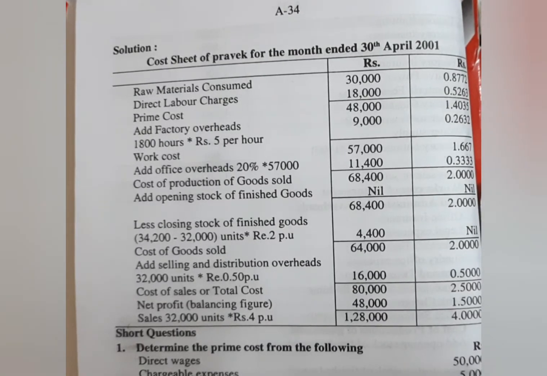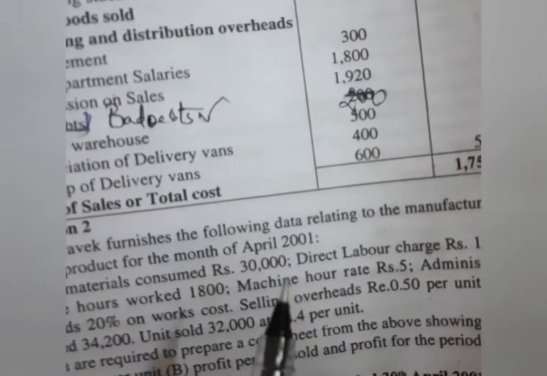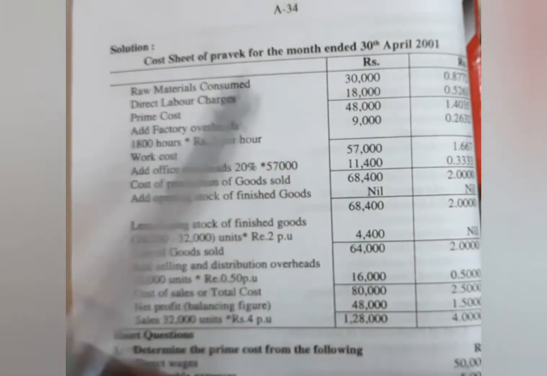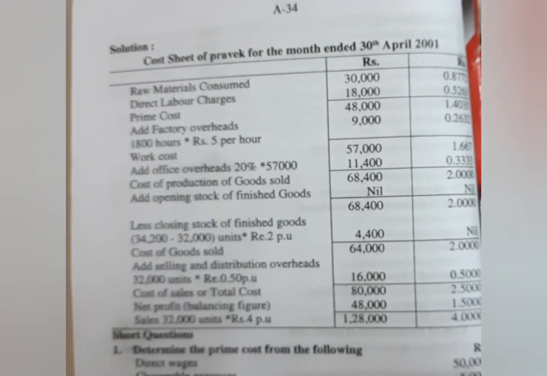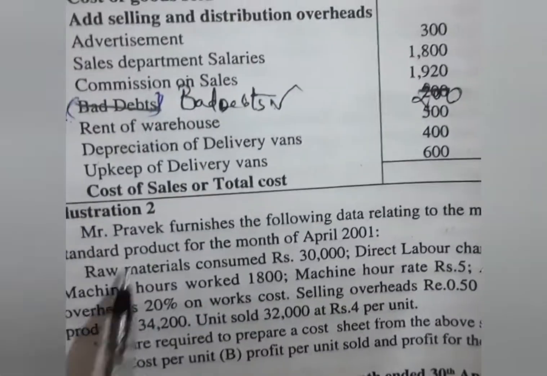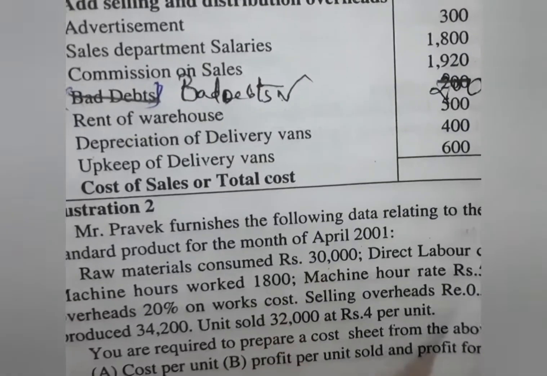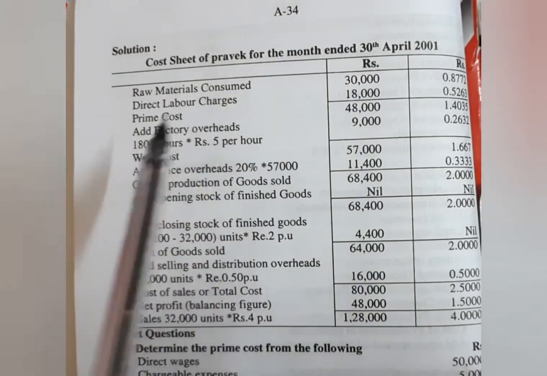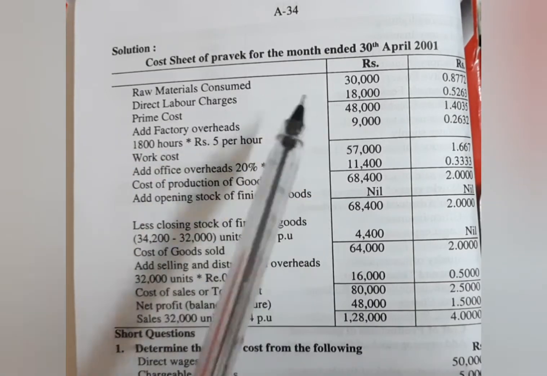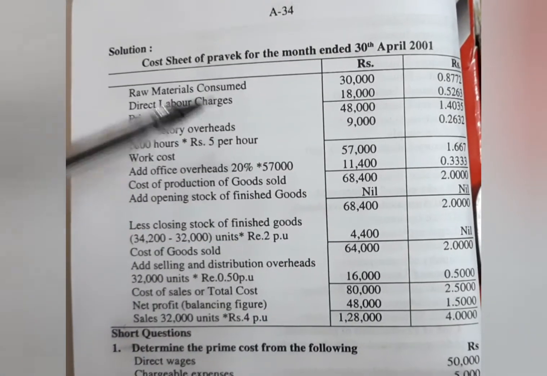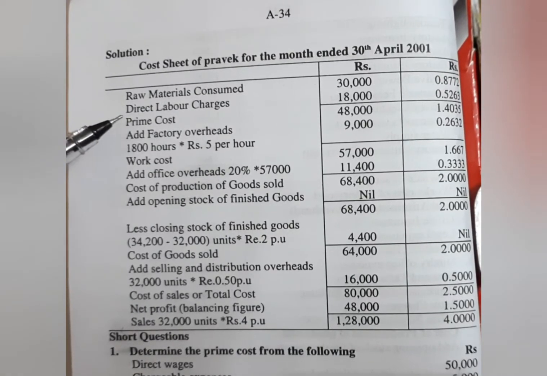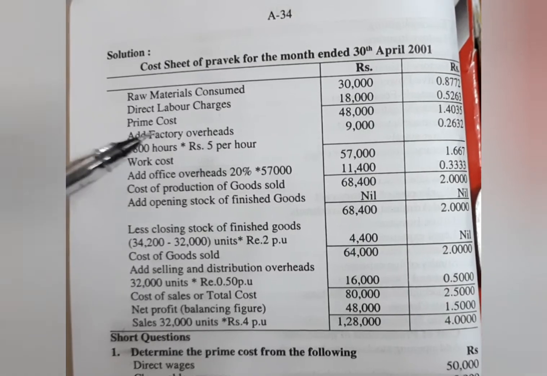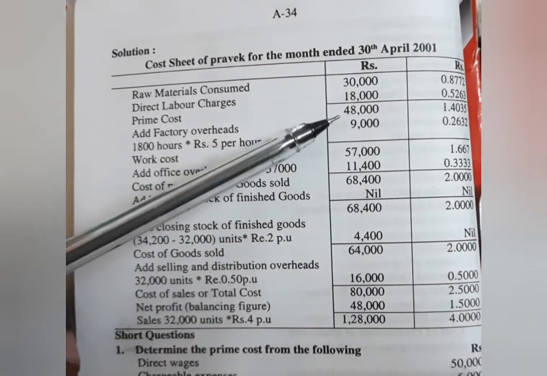Next, direct labor. We can see here direct labor charges 18,000. So 30 plus 18, I think there is no direct expenses. Direct material 30,000, direct labor 18,000, so there is no direct expenses, that's why they didn't write direct expenses. As we know, direct material, direct labor plus direct expenses, if I add all these three, I'll get prime cost. So 30 plus 18 is 48,000.